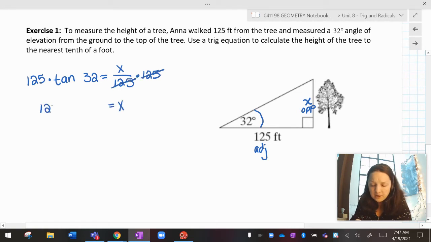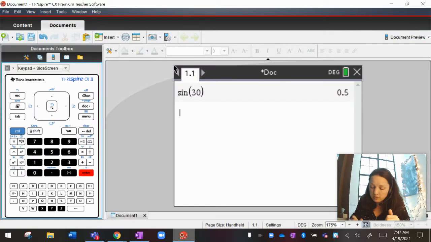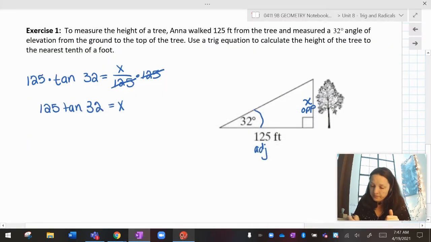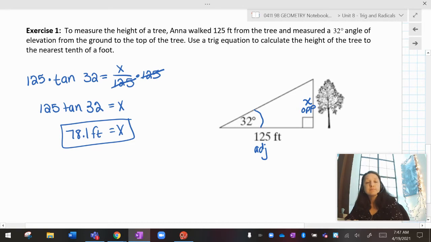And then on the left-hand side here, I have 125 times tan 32. I don't know what that is. The calculator does. So in the calculator, I'm going to type 125 times tan 32, and it's 78.1. So x is 78.1 feet. That's a tall tree. And there you go. That's how trig is used to find sides. You just set up the trig ratio based on what you have, and then you solve for x.